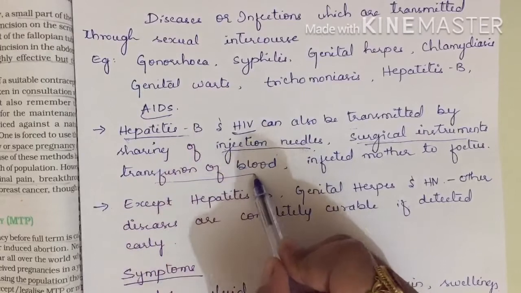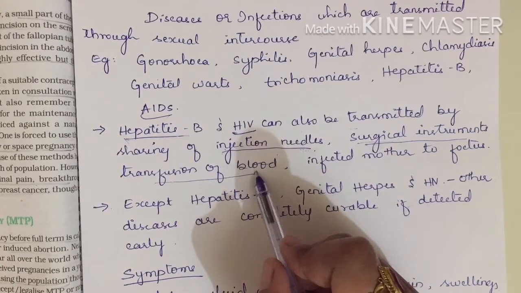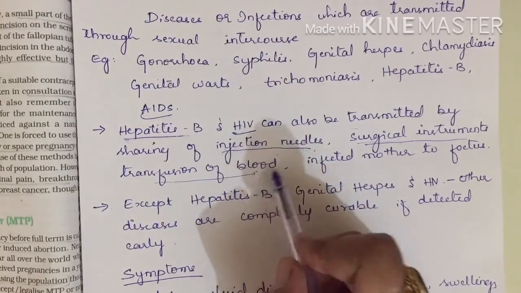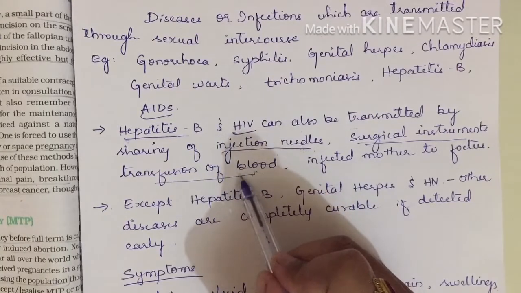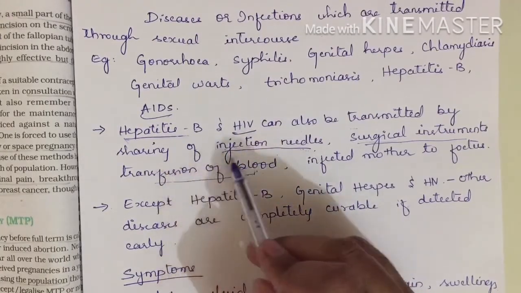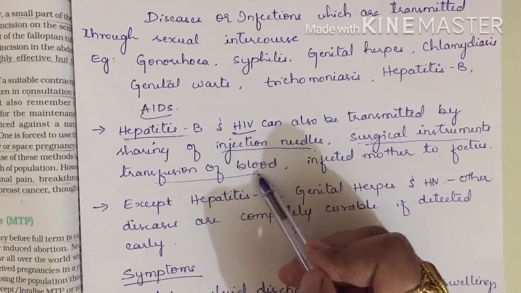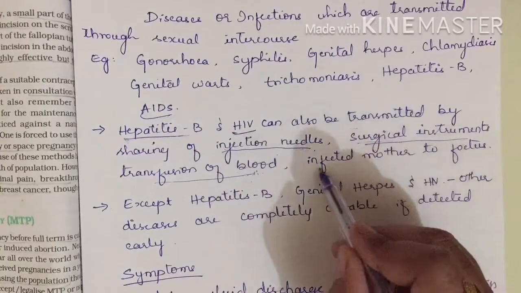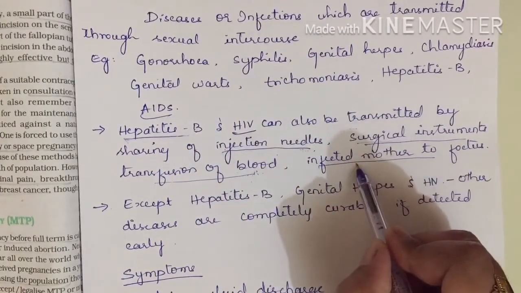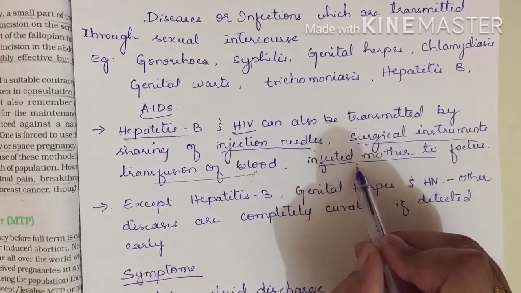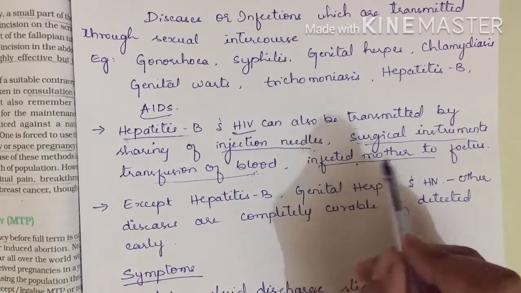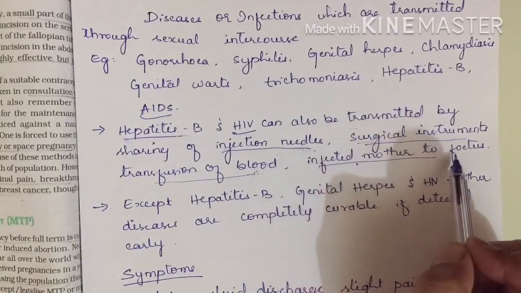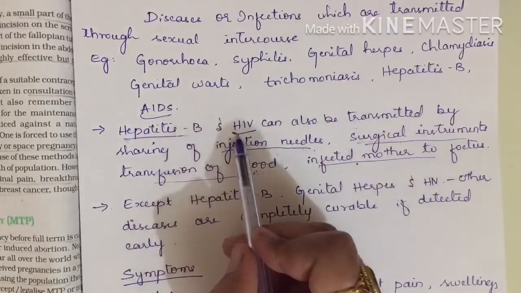Transfusion of blood. You might have heard about blood donating. If a person is in need of blood, and that blood has not been tested and is already infected, then when that blood enters a normal person, that patient will get hepatitis B or HIV. Then infected mother to fetus, that is, a pregnant mother. If a mother is pregnant and she is infected, then the disease can be transmitted even to the fetus. Which are those? Hepatitis B and HIV.